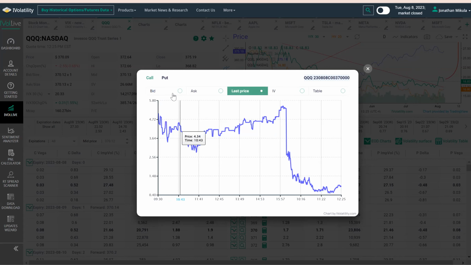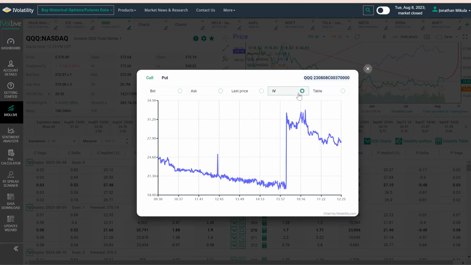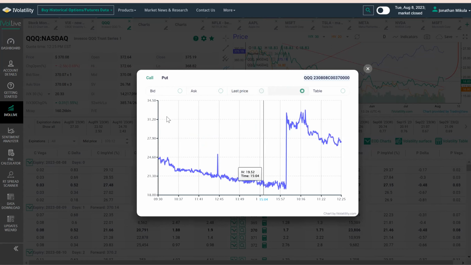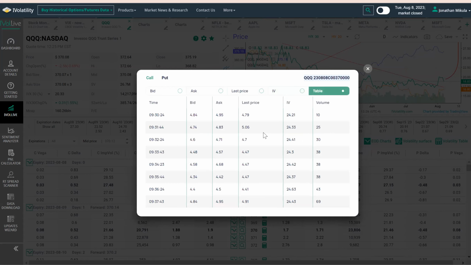I like to go to last price. Bid and ask, depending on what your preference is, but last is ultimately the judge, jury, and executioner, where money trades hands. So this is a price showing the option's price throughout the day, the last price. And then here's our implied volatility of the option. So you can see we had a spike, and now it's kind of come back down as we go into 12:30 here. And then there's the table.